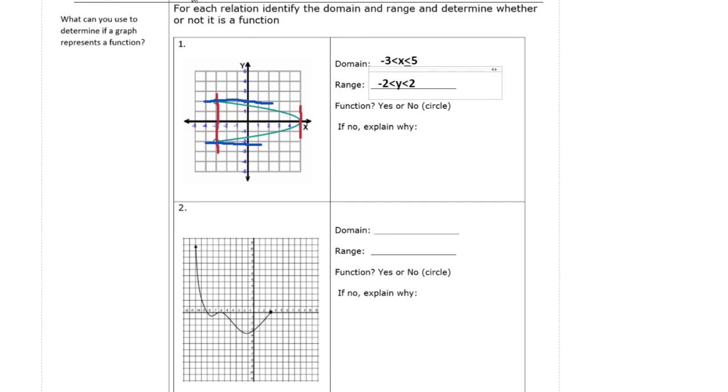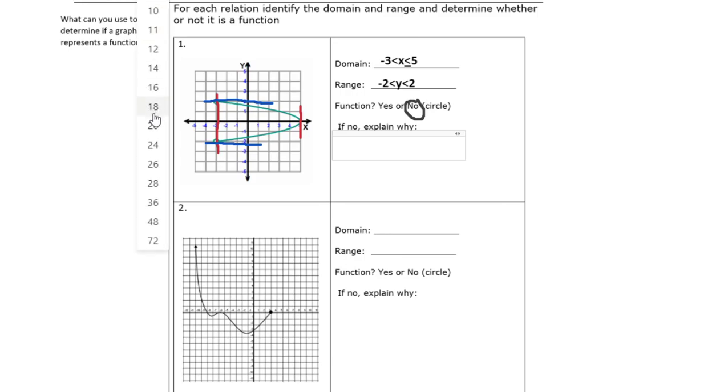In this case, to tell if this is a function, we can use the vertical line test, as I showed with my endpoints. There are 2 points that cross a vertical line, so this would be not a function. For our reasoning, we can say it fails the vertical line test.